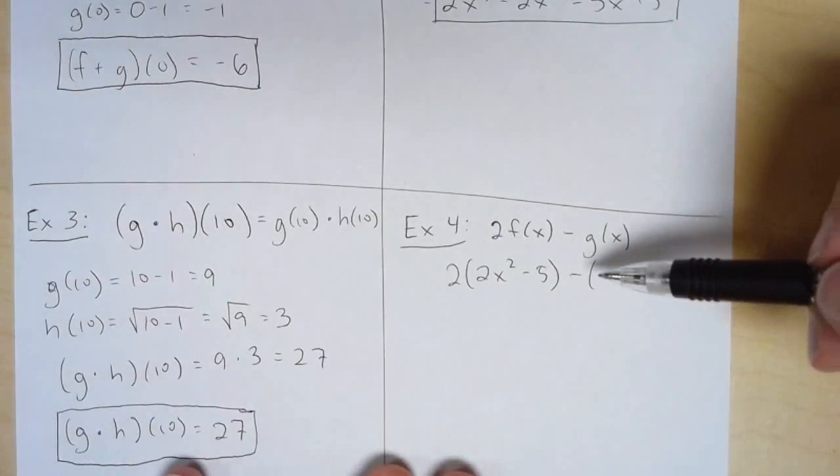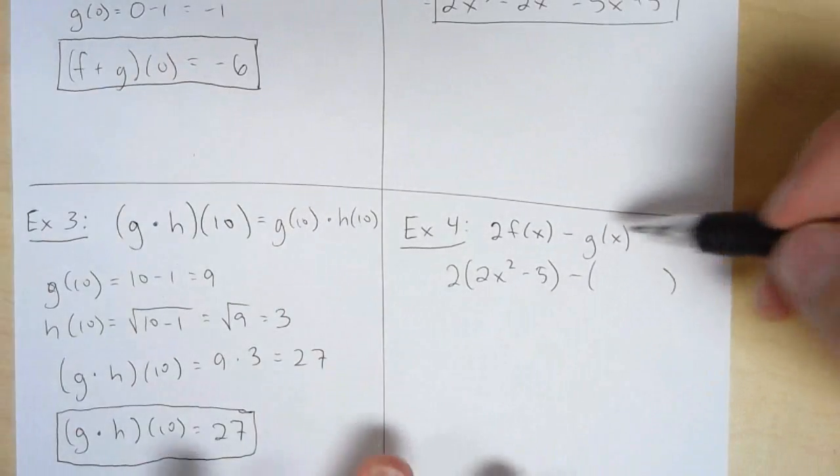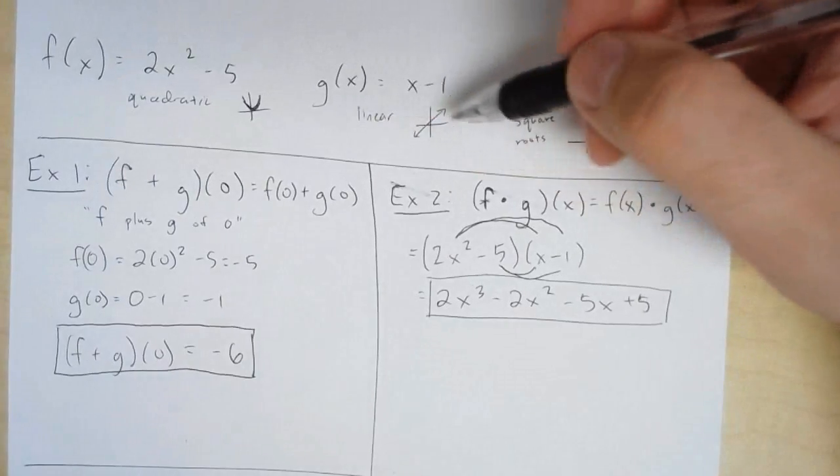And this is where it's going to catch you guys. So when you're doing g of x, it's like a whole thing all by itself. So make sure you put it in parentheses. So we're subtracting x minus 1.